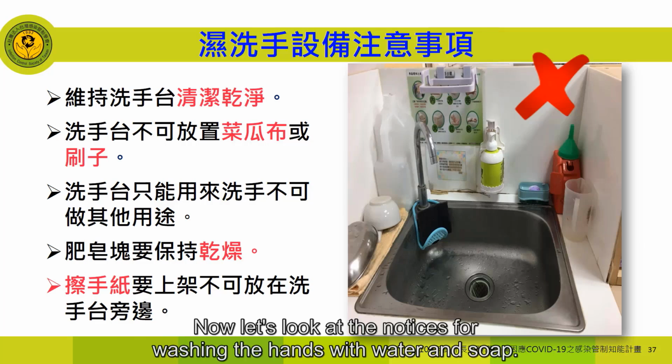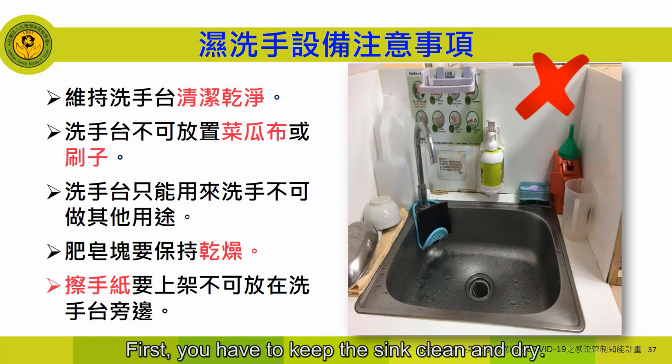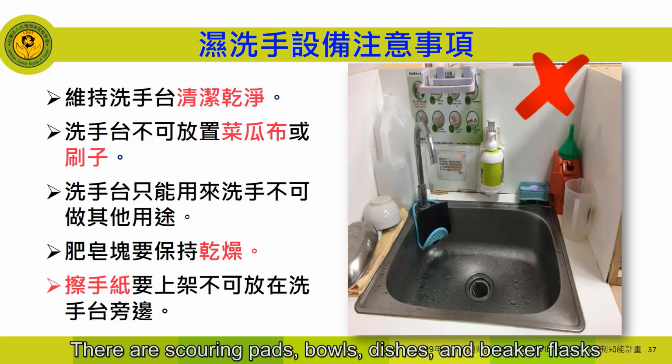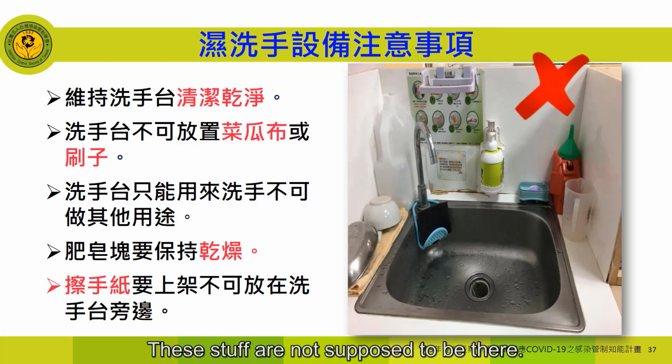Now, let's look at the notices for washing the hands with water and soap. First, you have to keep the sink clean and dry. Please look at the picture on the right. There are many things surrounding the sink. There are scouring pads, bowls, dishes, and beaker flasks. These things are not supposed to be there.